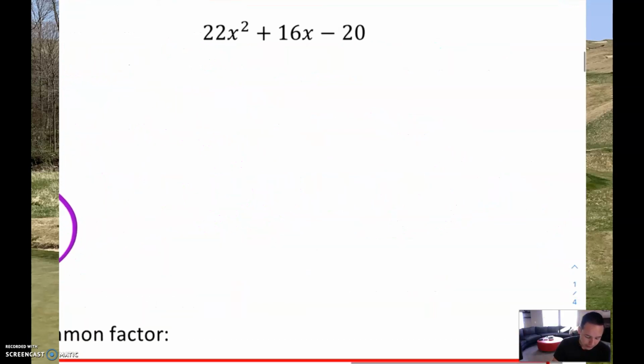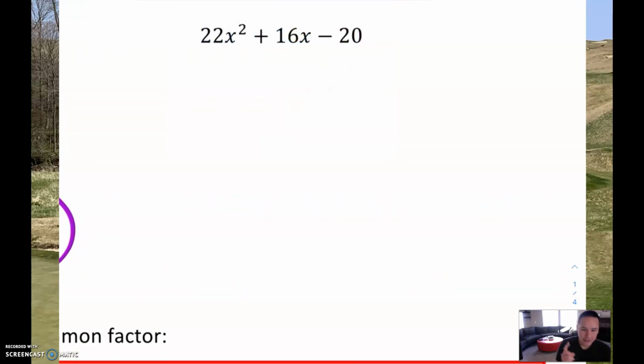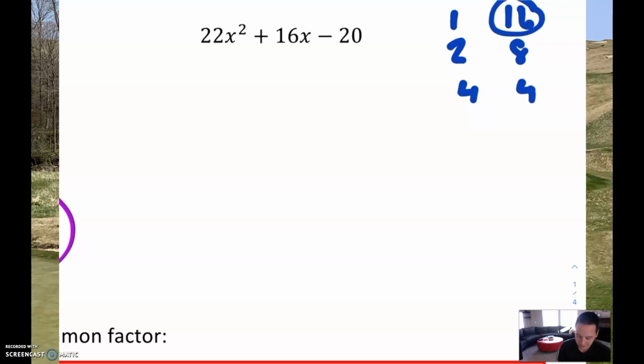Let's do one more example together, at least with numbers. So I'm going to look at the smallest number, that's the 16, and I'm going to list out the factor pairs. 1 and 16, 2 and 8, and 4 and 4. Let's start with 16. Does 16 go into 22 evenly? No, doesn't work. Let's go to the 8. Does 8 go into 22 evenly? No, doesn't work. Let's go to the 4. Does 4 go into 22 evenly?